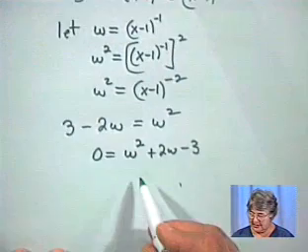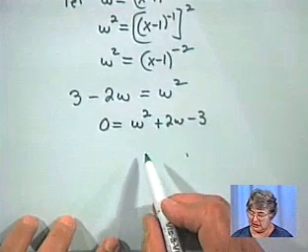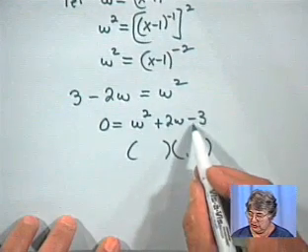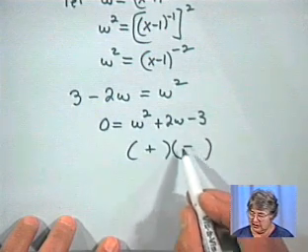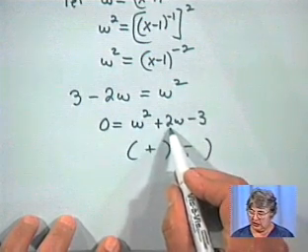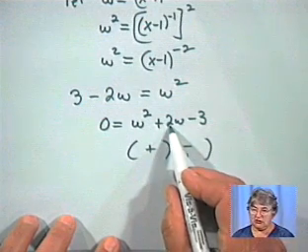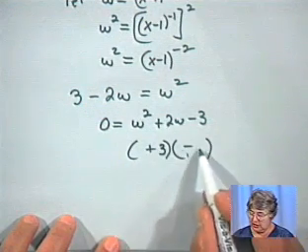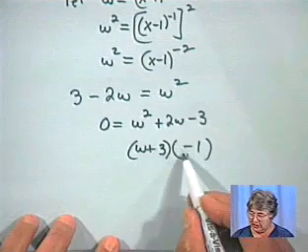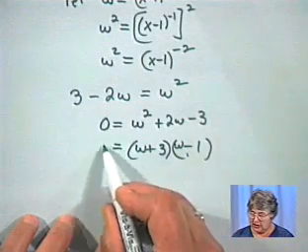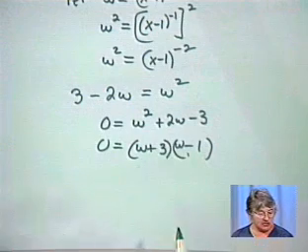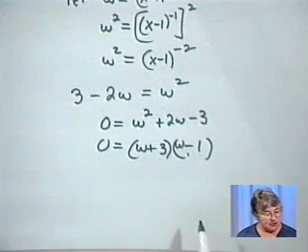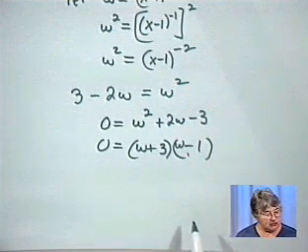The factoring should sort of jump out at us in this case, right? So we'll have a plus and a minus. The difference of the products of the factors of 3 needs to be 2, so those will be 3 and 1. So we'll have w plus 3 and w minus 1 equals 0. We'll set each of these factors equal to 0.